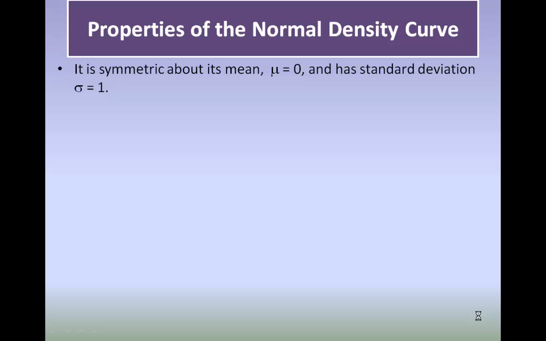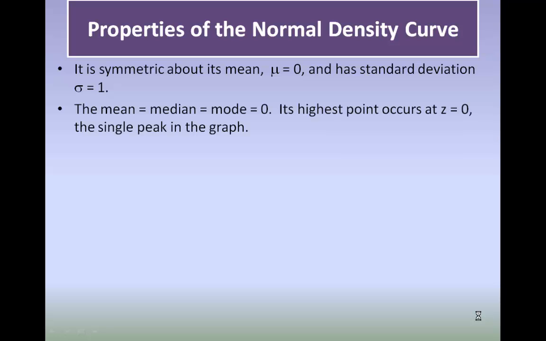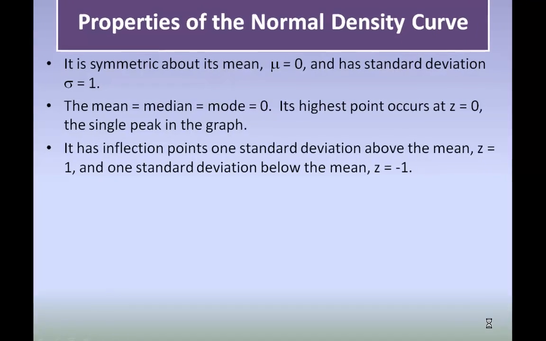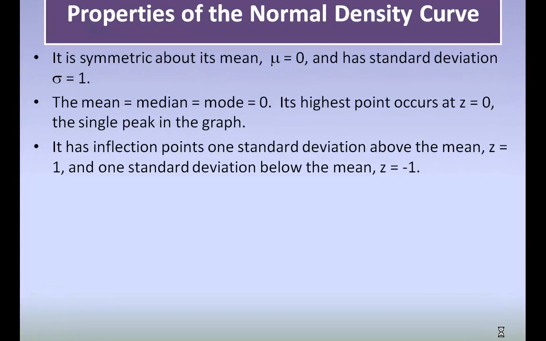The properties of the normal density curve. First, it is symmetric about its mean, mu equals 0, and has a standard deviation of 1. The mean is equal to the median and it's equal to the mode, and they all equal 0. Its highest point occurs at z equals 0, the single peak in the graph. It has inflection points 1 standard deviation above the mean, which would be a z of 1, and 1 standard deviation below the mean, a z-score of -1.